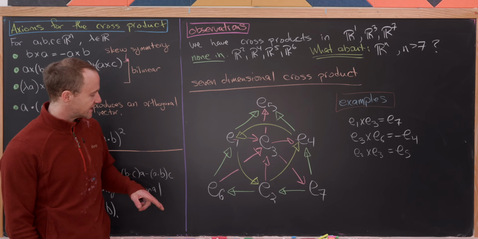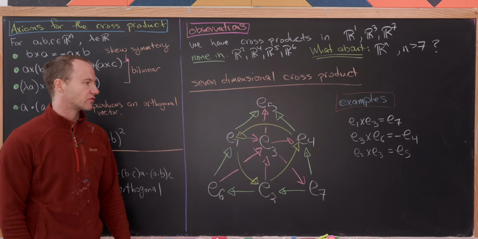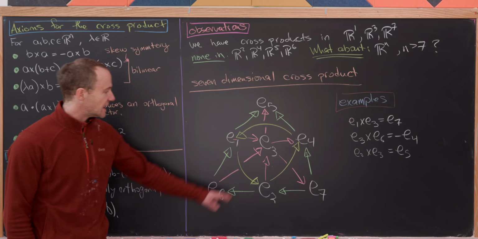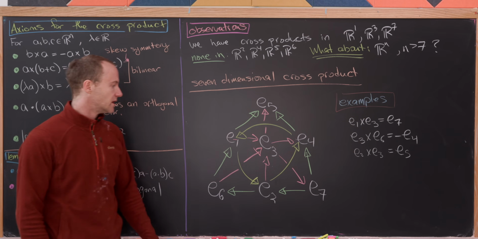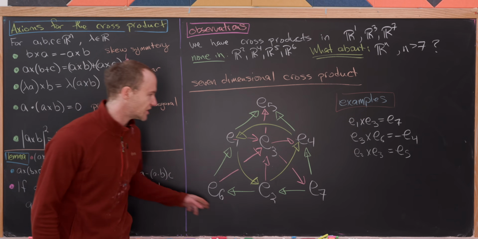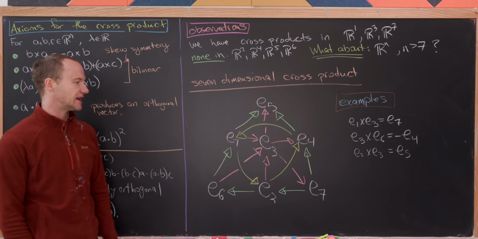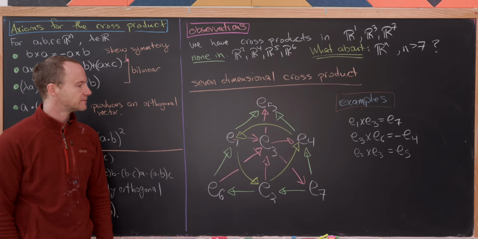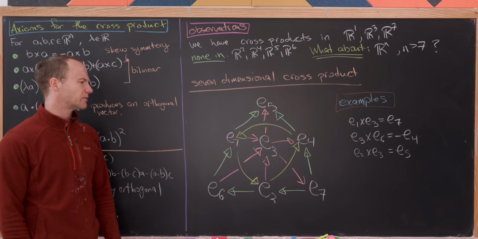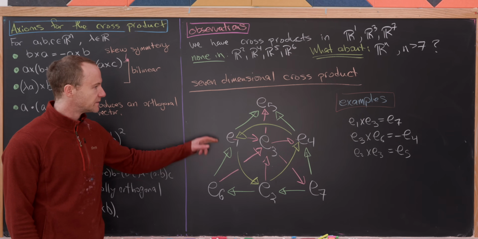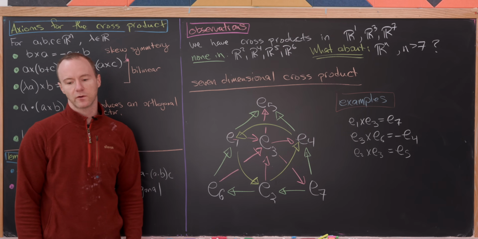So for instance, E1 cross E3 is E7 because we're going in the direction of the arrows. E3 cross E6 is minus E4 because we're going against the direction, and then we loop back around to E4 because we've got this loop containing E3, E4, and E6. Then also E2 cross E3 is E5, and then you can pull others off if you want to. Let's see, E1 cross E6 is negative E5, and so on and so forth.